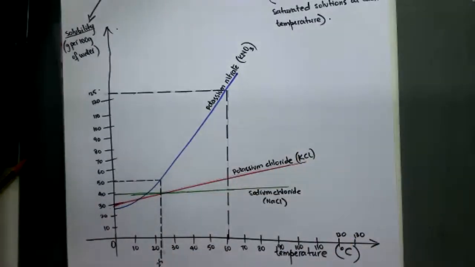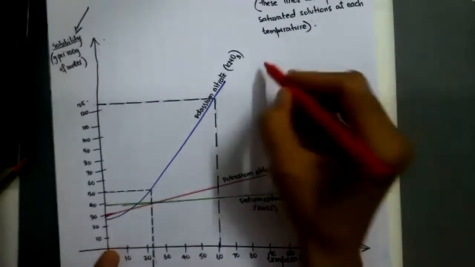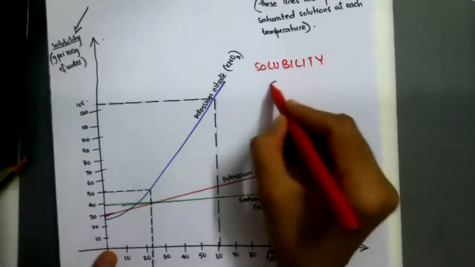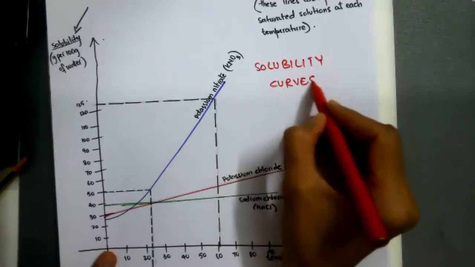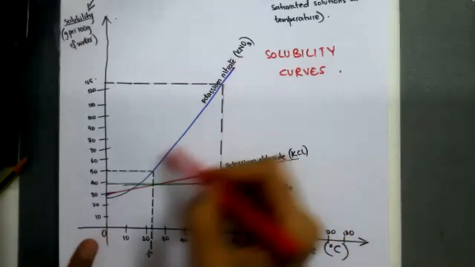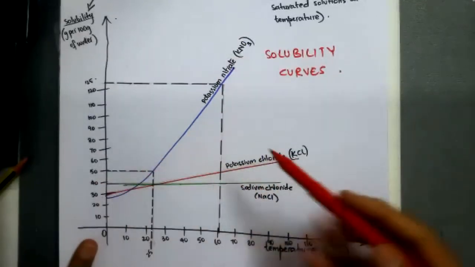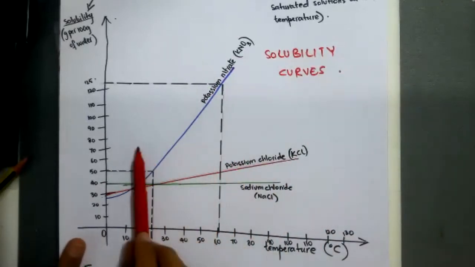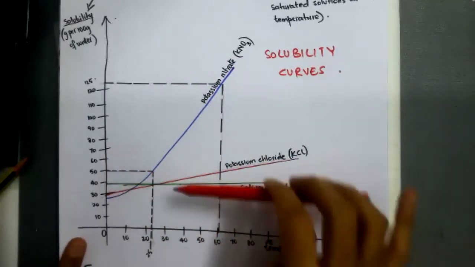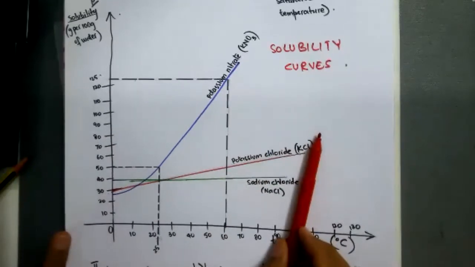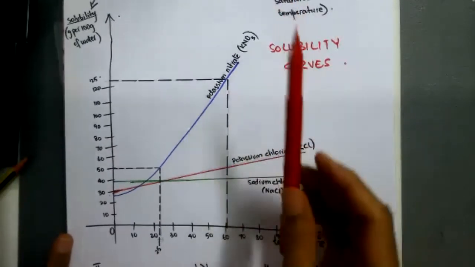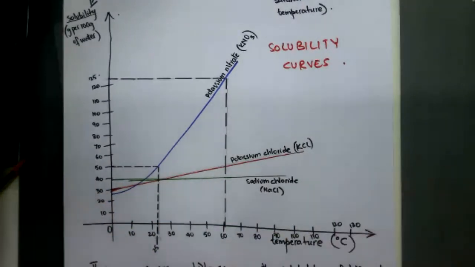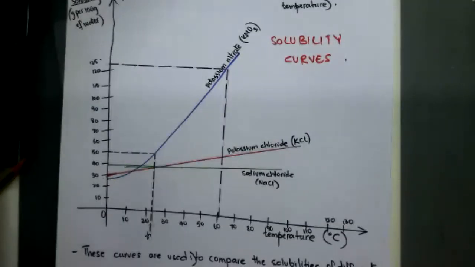So these are solubility curves of different salts. By plotting solubility curves of different salts, we can compare their solubilities at different temperatures. Can you see? We can compare. So looking at this graph, which salt is the most soluble? Yes. Okay, Zainab?